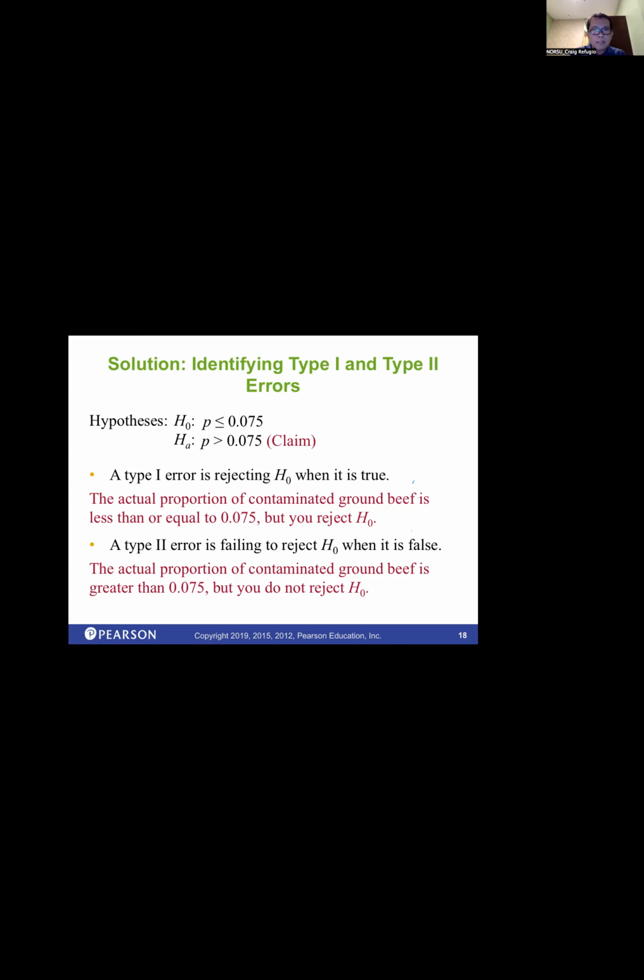So I have created already the classwork. The classwork is October 21 classwork. Just upload that in your respective Google Classroom. You have 15 minutes to do that. Decide on whether it is type 1 or type 2 error.